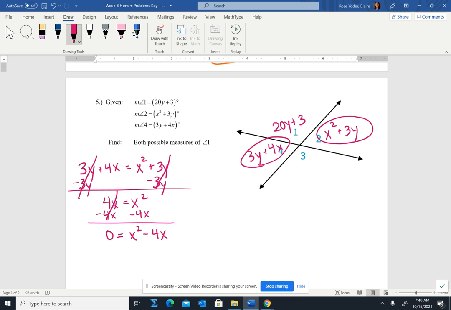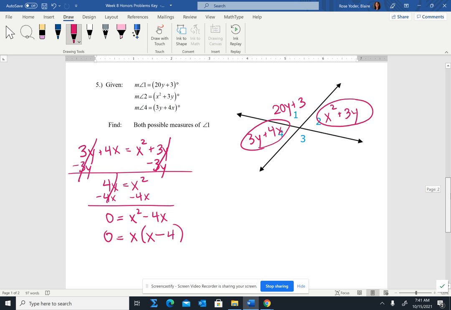And then you have to factor in order to solve this. So I noticed that they have an x in common. Factoring is like doing the distributive property backwards. So what would I have to distribute the x by to get x squared minus 4x? Well, I know that x times x is x squared. And then I know that x times 4 is 4x.